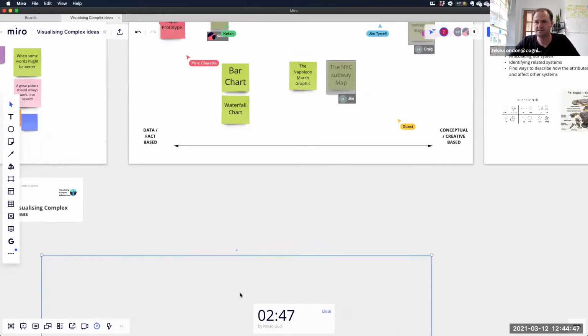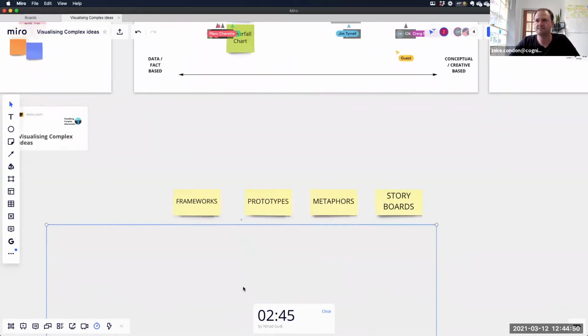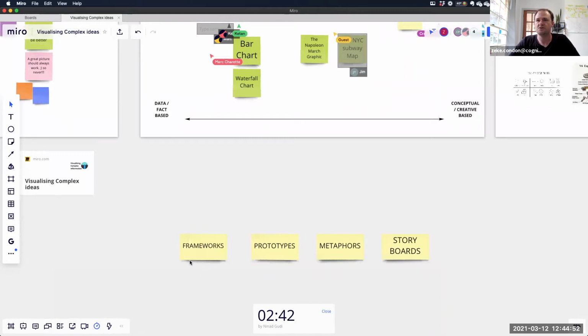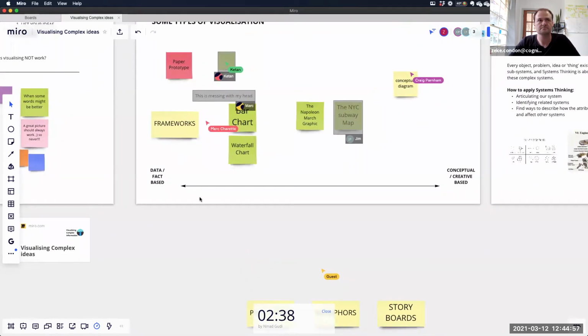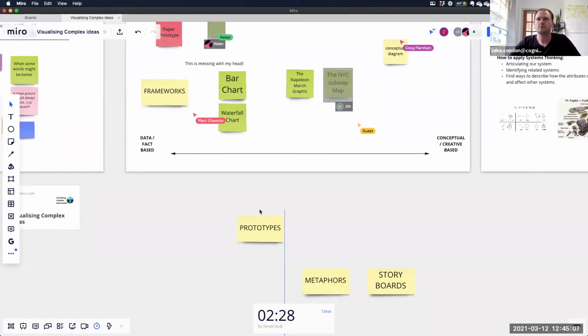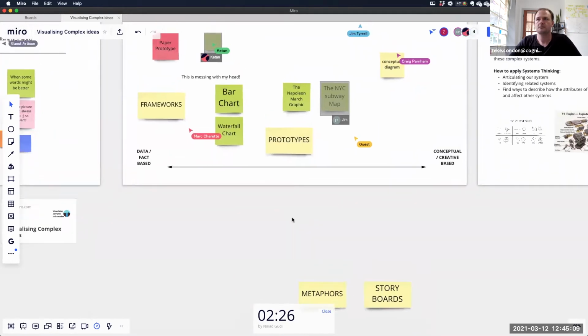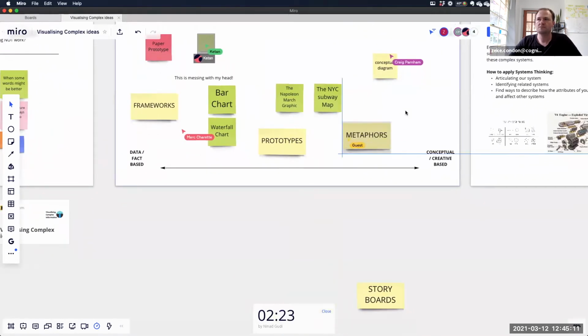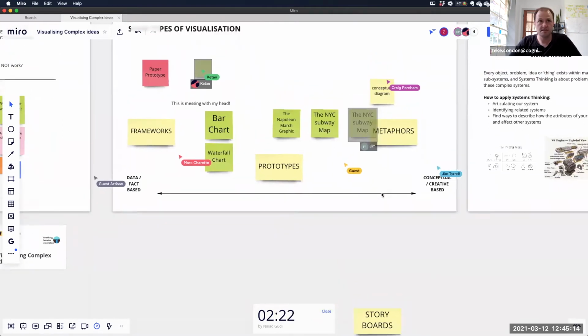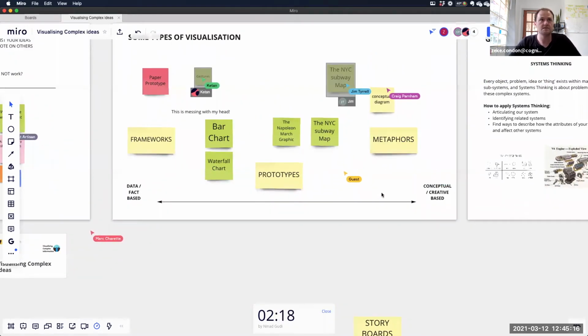So I'm going to start exposing a few more ideas that I had down here. Frameworks is one visualization type. So when someone is talking about a concept, they might have a framework around how something should work. Prototypes. Metaphors. So we saw before someone using a picture of a tree as a metaphor to talk about the above ground and the below ground.